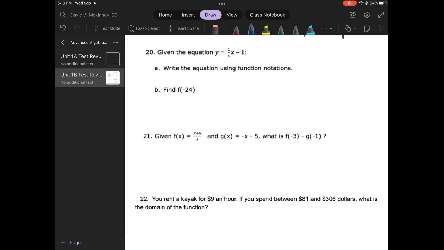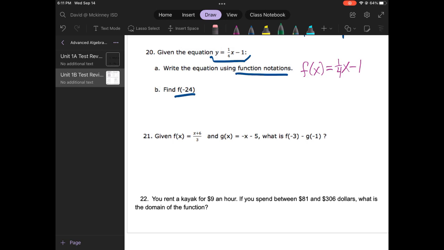So problem number 20 says that given the equation y is equal to 1/4 x minus 1, I want to do two different things. First, I want to write the equation using function notation, and then second, I want to find f of negative 24. Writing this in function notation is not too difficult. Instead of y, I'll write f of x because f of x is equivalent to y. I'll write my equal sign, and then I'll finish off my equation: 1/4x minus 1, and I'm done.